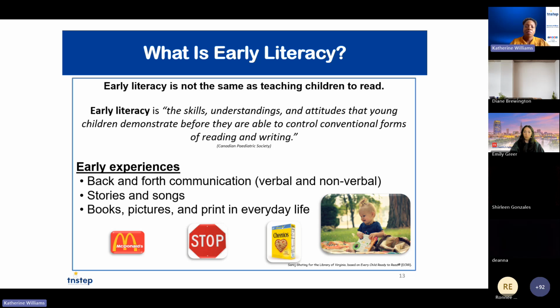And same goes for some foods they might see every day. So the Cheerio box, if you're in the grocery store, they might reach for that box because they know, oh, that's the snack that I like. So environmental print is extremely important, especially within those early years.